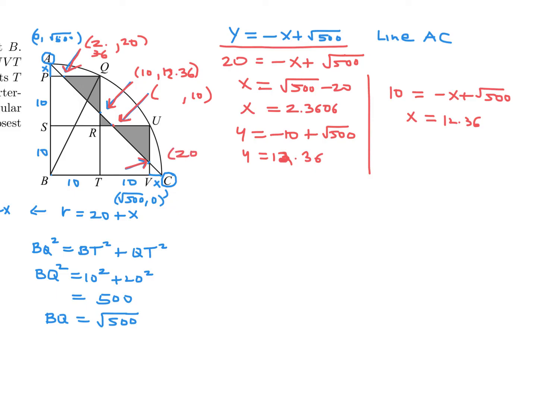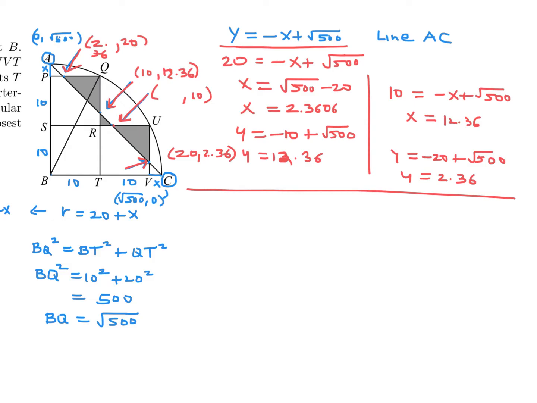So 20. And then that's going to be y is equal to minus 20 plus root 500. And therefore y comes out to be 2.36. Okay. Now I'm ready to calculate the areas. So let's figure out the area of this guy first, that triangle. So that's going to be the first shaded area. SA, shaded area.